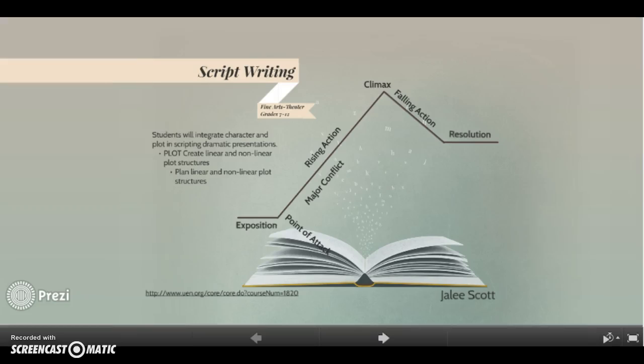For my core requirement, script writing for Fine Arts Theater grades 7 through 12, students will integrate character and plot in scripting dramatic presentations. They will create linear and nonlinear plot structures. So here we have an example, a diagram of a plot structure. It begins here with exposition.